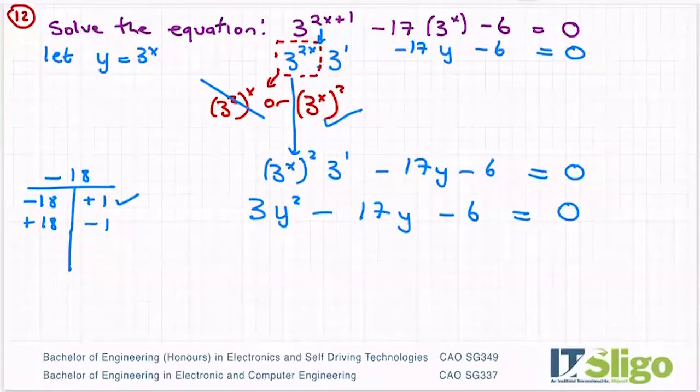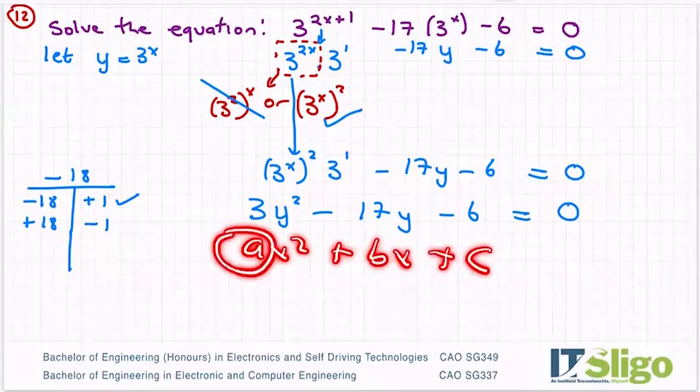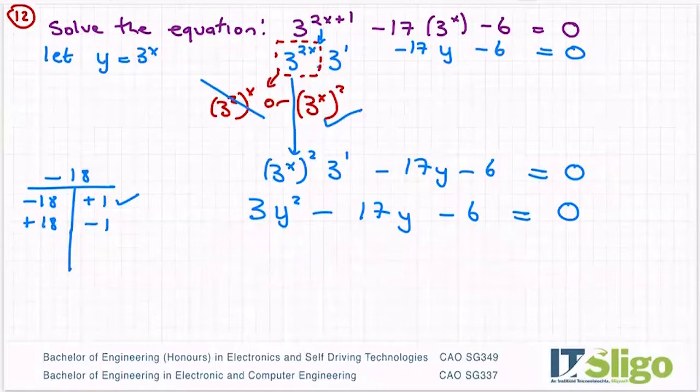So when you do this method where you do the AC, ax squared plus bx plus c, when you use a and c for your guide number, you end up using factorization to finish it off.